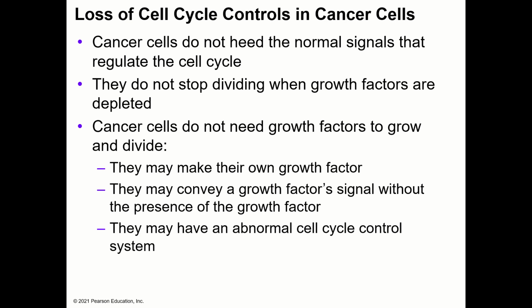Loss of cell cycle controls in cancer cells. Cancer cells do not heed the normal signals that regulate the cell cycle. They do not stop dividing when cell growth factors are depleted. Cancer cells do not need growth factors to grow and divide. They may make their own growth factor. They may convey a growth factor signal without the presence of the growth factor. They may have an abnormal cell cycle control system.